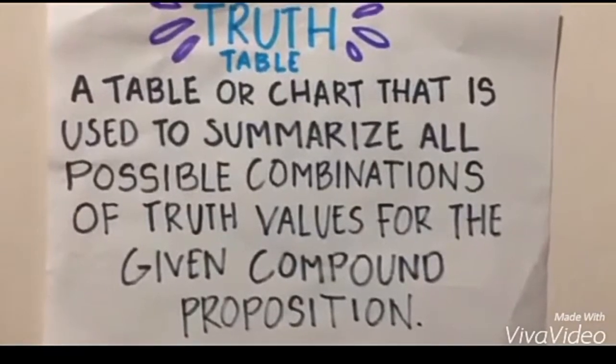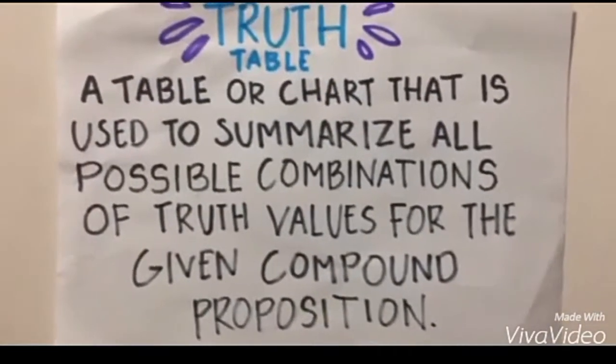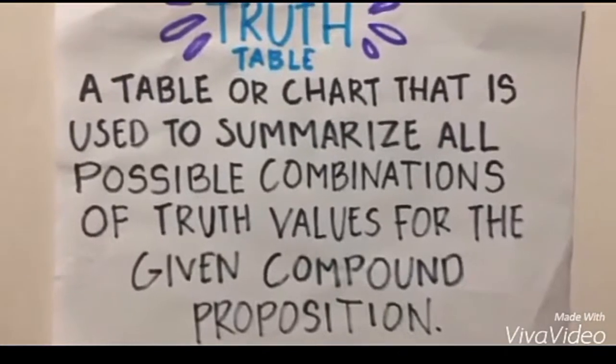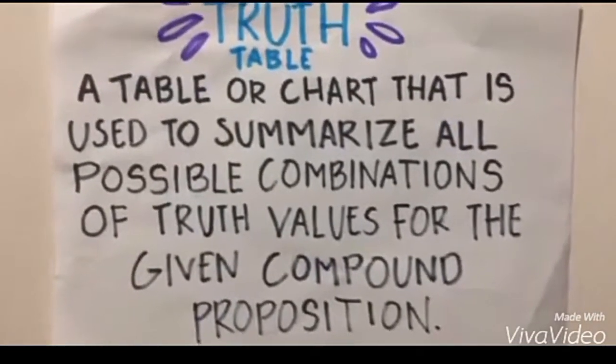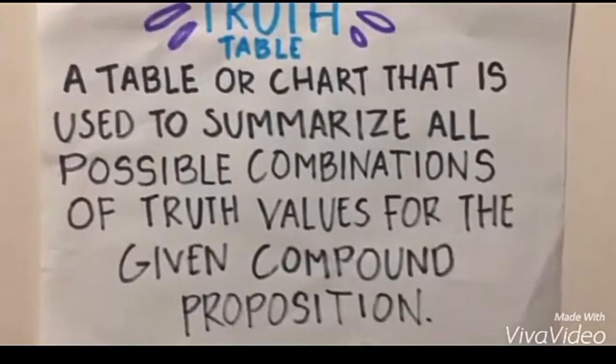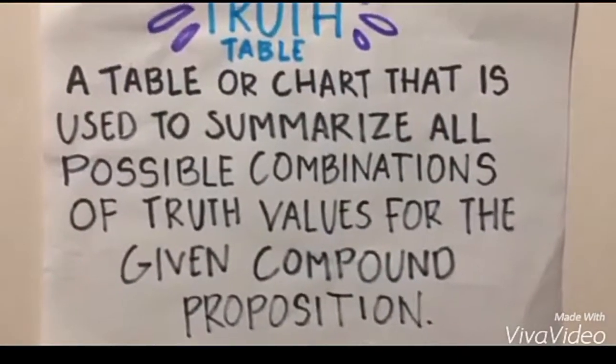So for Gen Math, we're going to tackle the truth table. So what's the meaning of a truth table? A truth table is a table or chart that is used to summarize all possible combinations of truth values for the given compound proposition.